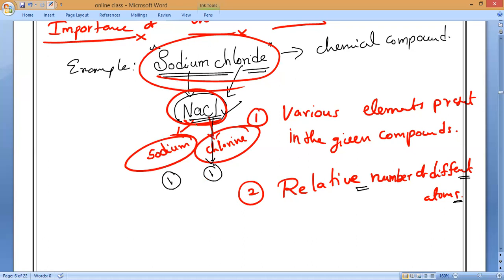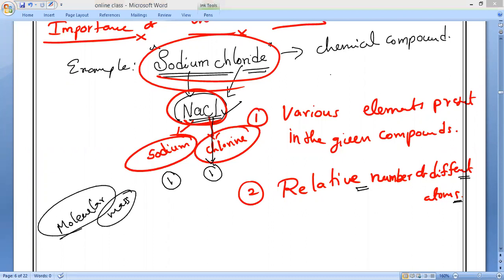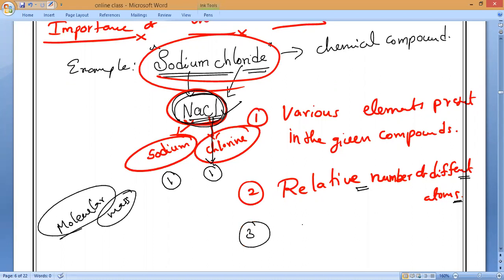Next, suppose I ask you to calculate the molecular mass, meaning the mass of that molecule. You will calculate it easily when you know the formula or the chemical name. When can you calculate the molecular mass easily? Formula, sir. When you come to know the formula. So that is the importance. When I come to know the chemical formula, I will easily calculate the molecular mass.